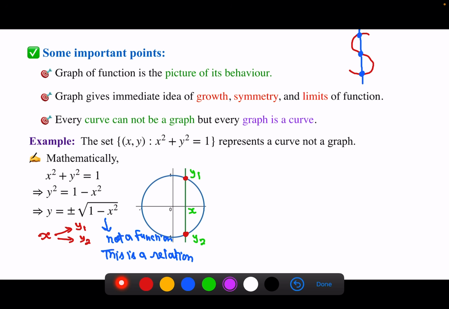But this function y equal to plus minus root 1 minus x square represents two functions. One is y1 equal to root 1 minus x square, and the other is y2 equal to minus root 1 minus x square. So both are functions.